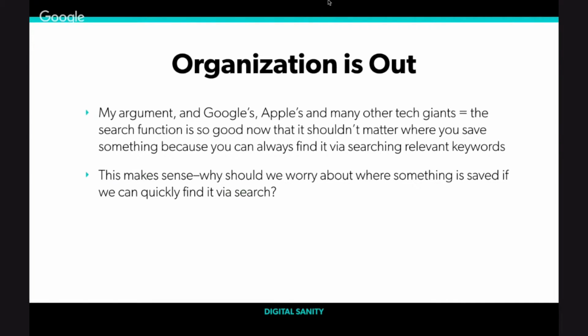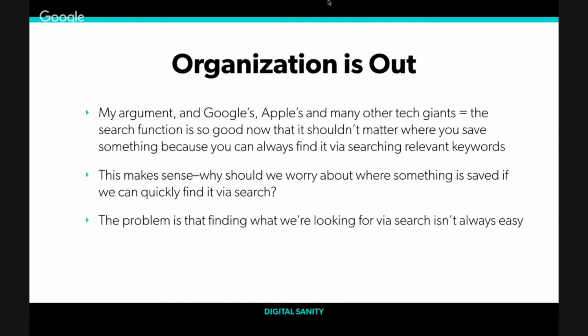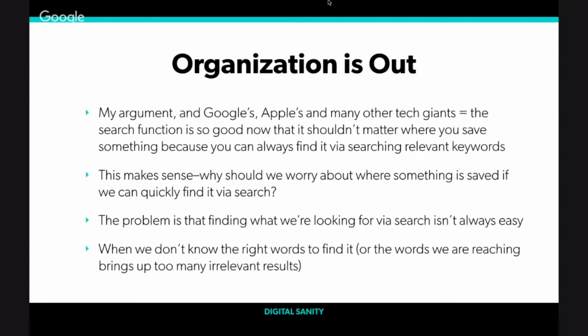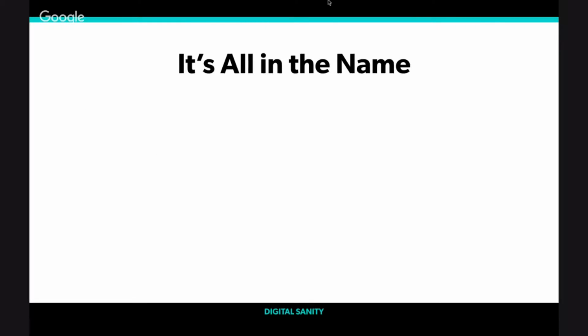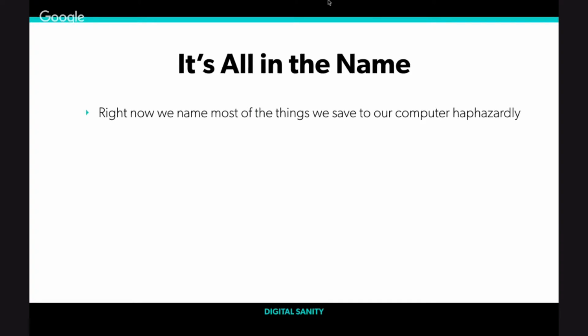This makes sense. Why should we worry about where something is saved if we can quickly find it if we just search for it? Now, the problem, of course, is that it's not always so easy to find what we're looking for. We don't know the right keywords to find it, or we don't remember, or the words we are thinking of bring up too many irrelevant results. So in order to fix this problem, we have to think about it in order to find whatever we want quickly and easily. It's all in the name.